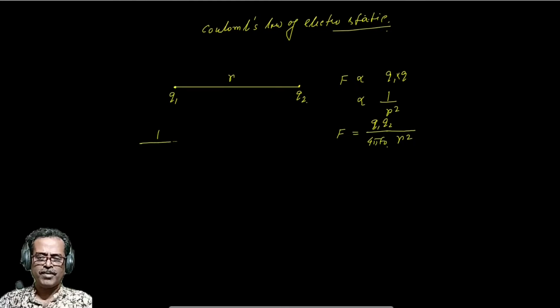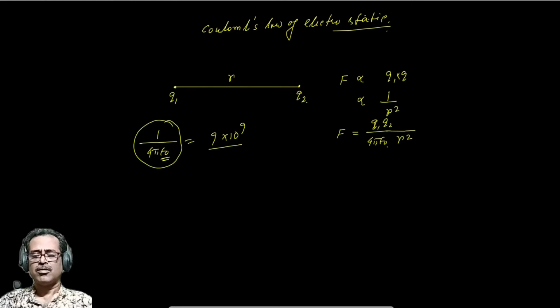The value of 1 by 4 pi epsilon 0 is equal to 9 into 10 to the power 9. Epsilon 0 is the permittivity in vacuum, that is the characteristic of the surrounding medium, and if the medium changes, this value also changes. That is why in Newton's law of gravitation, G is called the universal gravitational constant, but this is not a universal constant because it depends on the surrounding medium.